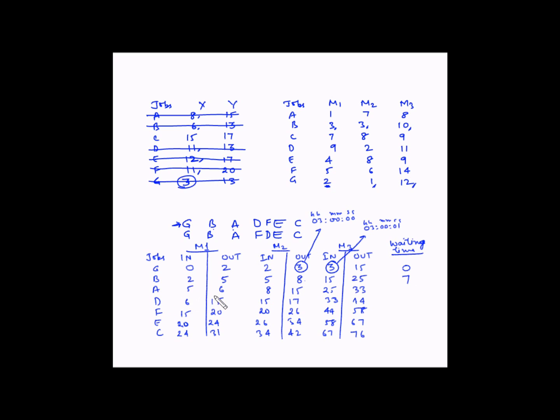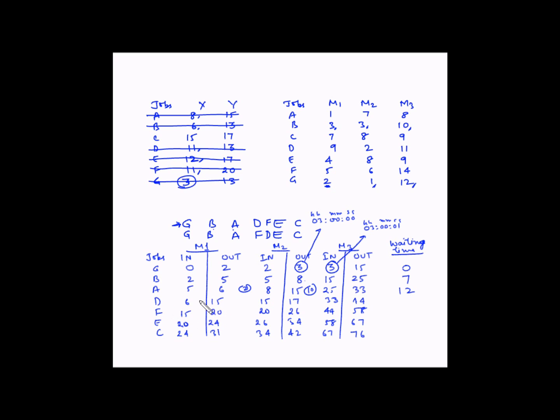For job A, it comes out of M1 at the 6th hour but goes into M2 at the 8th hour. So we have 2 hours waiting time here, and then it comes out of M2 at the 15th hour and goes into M3 at the 25th hour. So we have 10 hours here. So 10 plus 2, total is 12 hours waiting time.